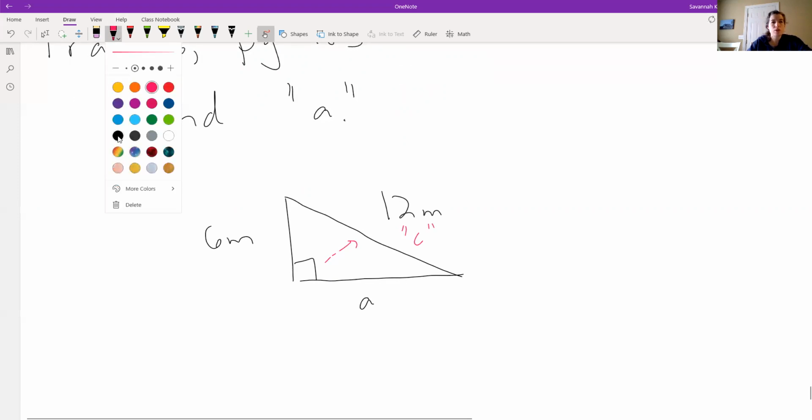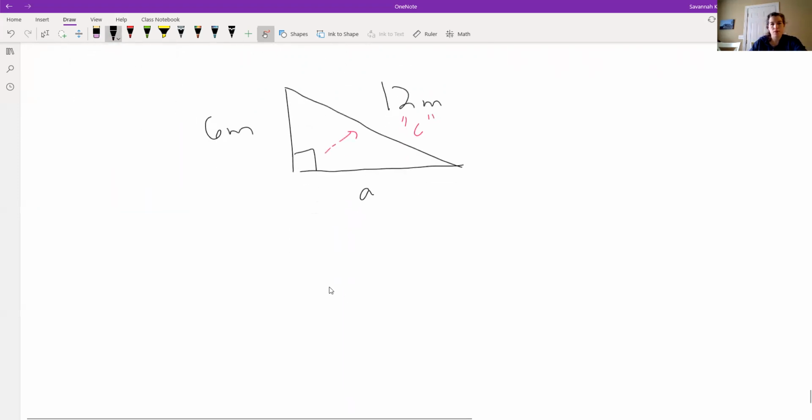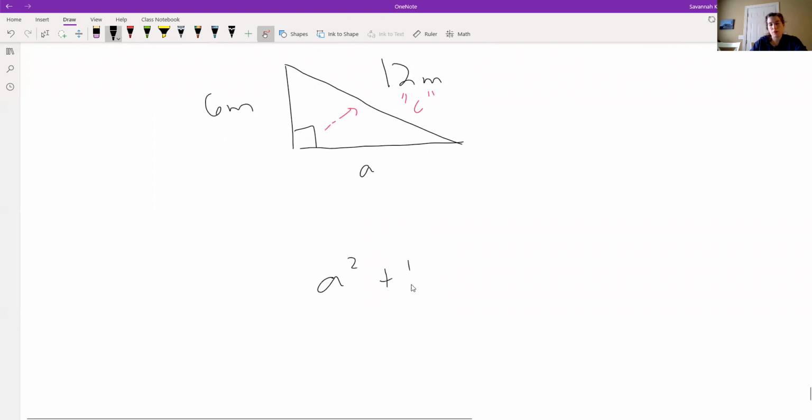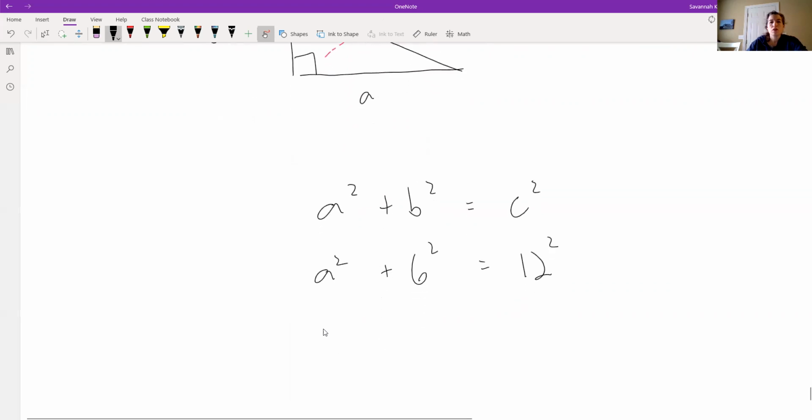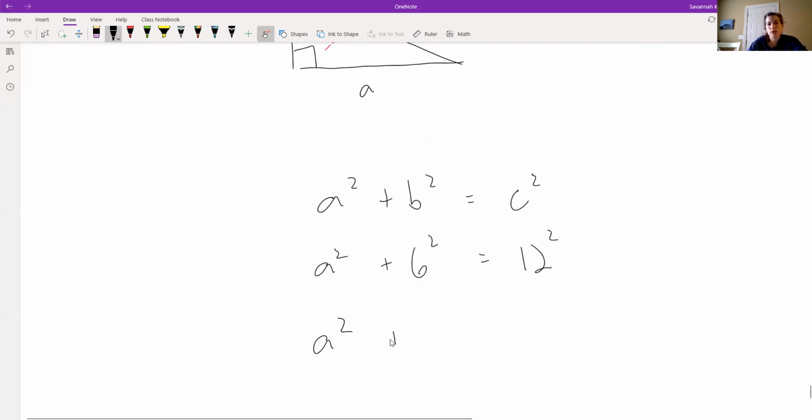So if I know that A squared plus B squared equals C squared, well, A is what I'm looking for, so I'm going to keep calling it A. This other leg has got to end up as B, like that. All right, A squared plus 36 equals 144.